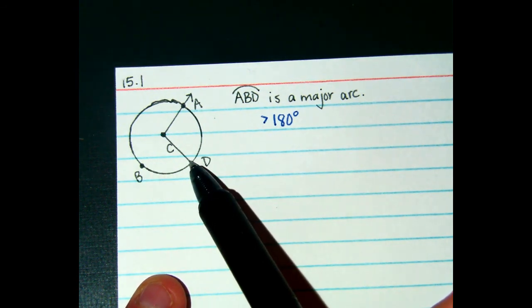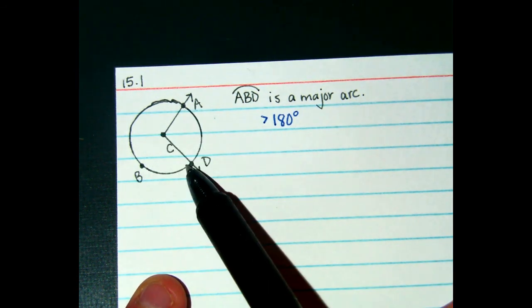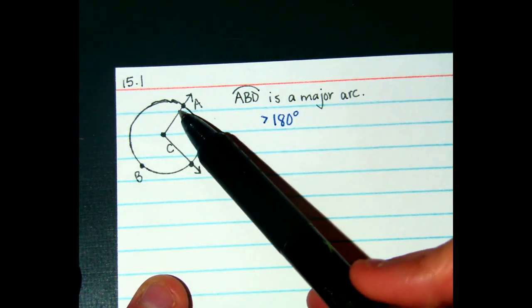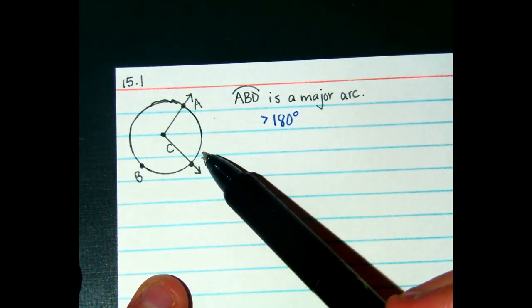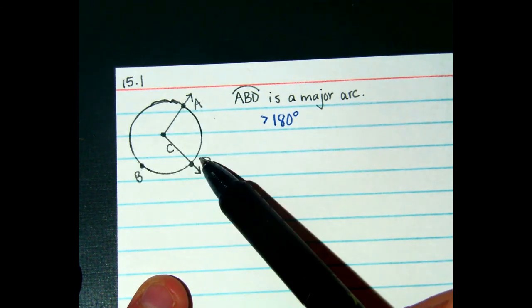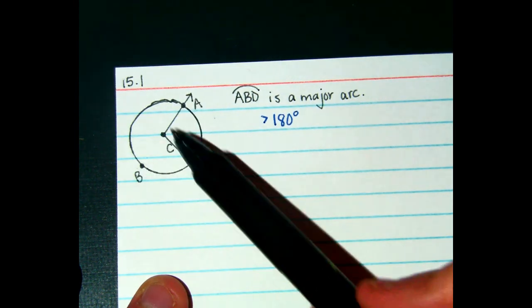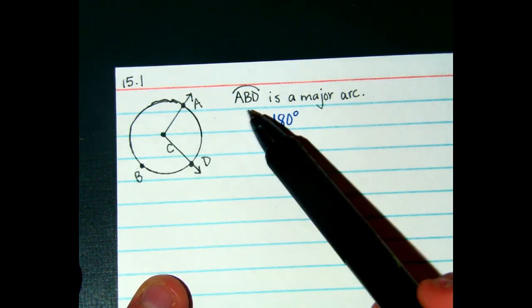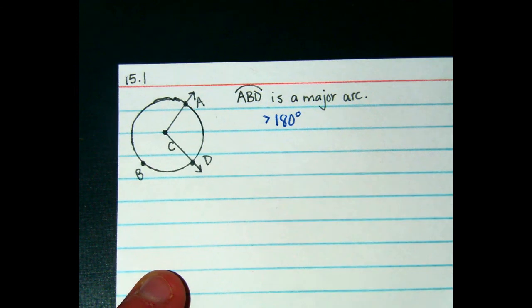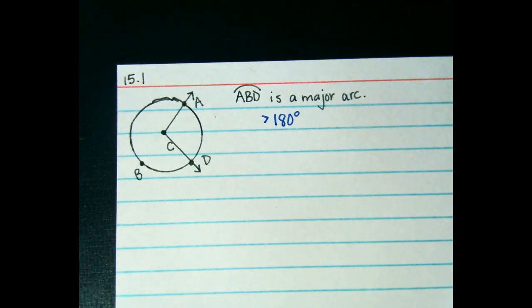If you said, oh, AD is a major arc, that's not true, because I would be like, okay, AD, that's a minor arc. You have to use more than 2 letters to name a major arc. It literally goes in the direction that the letters are. So there's a major arc.